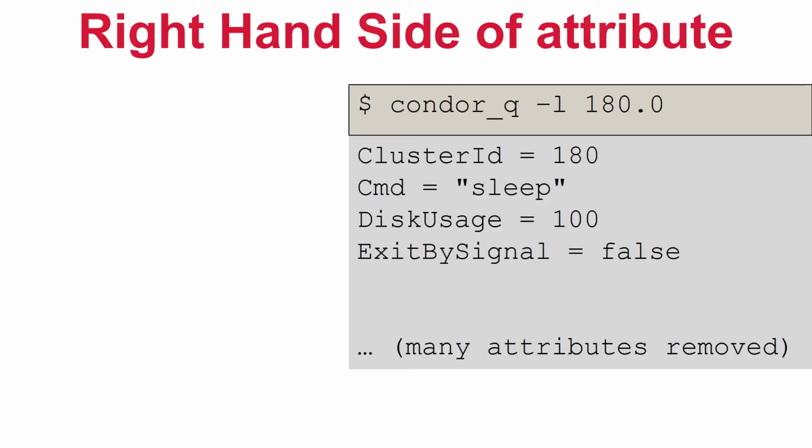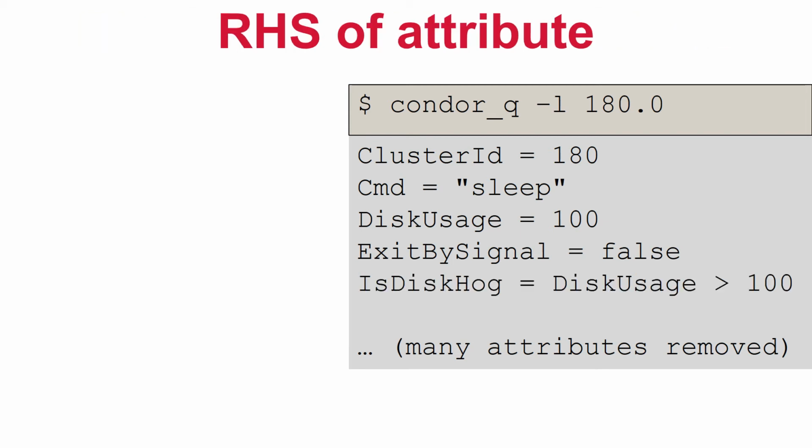Returning back to our job ad example from earlier, we remember that the things on the right-hand side can be numbers, strings, Booleans, or maybe even undefined. But that's not the complete list. We can also have expressions on the right-hand side, maybe something like this. This custom attribute has a value with the expression DiskUsage greater than 100.